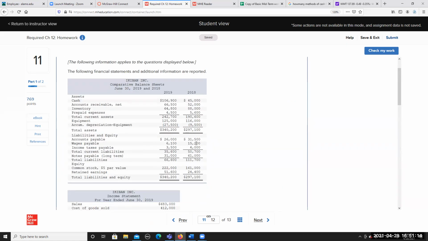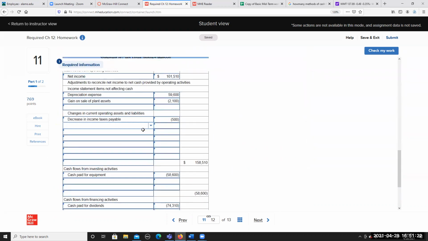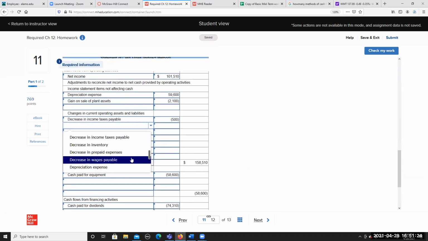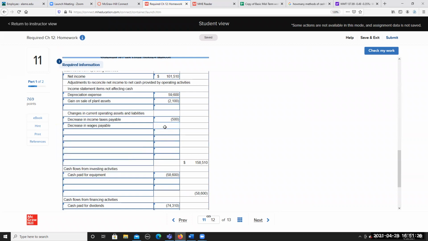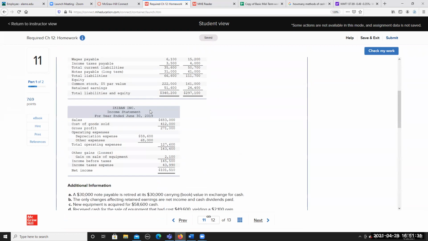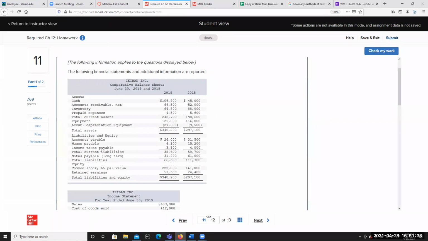Wages payable, 15.2 minus 6,100, $9,100. Decrease in wages payable, minus $9,100. Cash goes down. You see how we're working our way up.